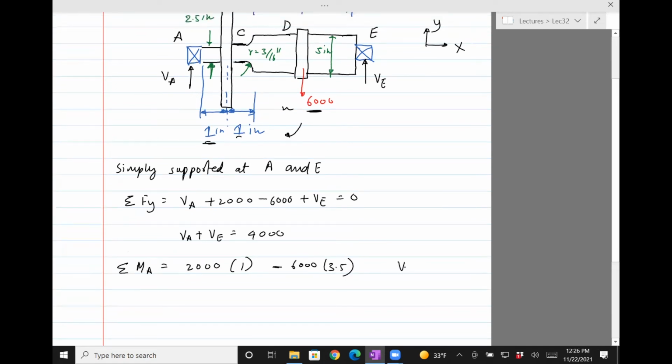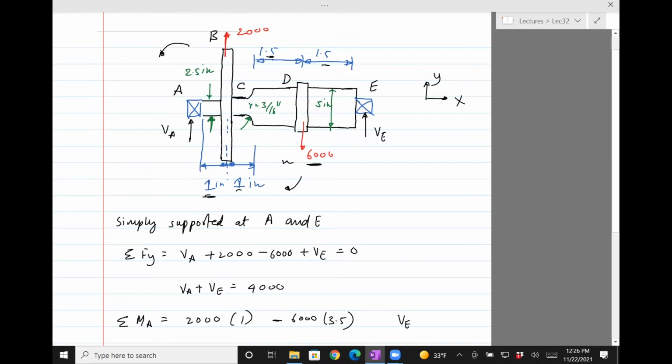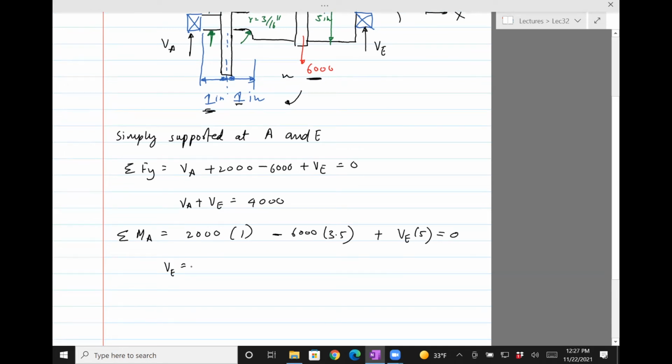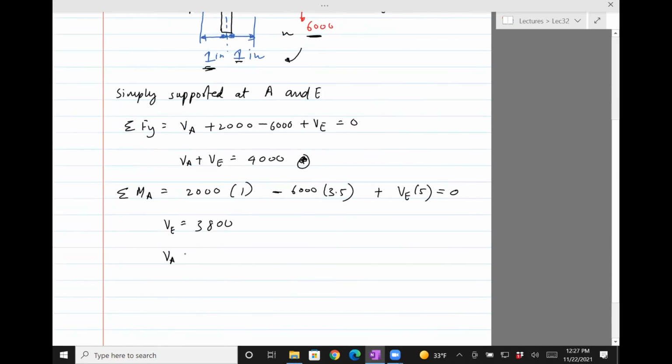And then finally, VE has a moment arm of 1.5, 1.5, 1, and 1. So that's, I think, 5 inches, and it acts in the clockwise direction. So 5 for the moment arm and plus for counterclockwise. So solving for VE gives me 3,800. And then you can put this value in this equation to get VA. It's simply 200. The units are lb, pound force.